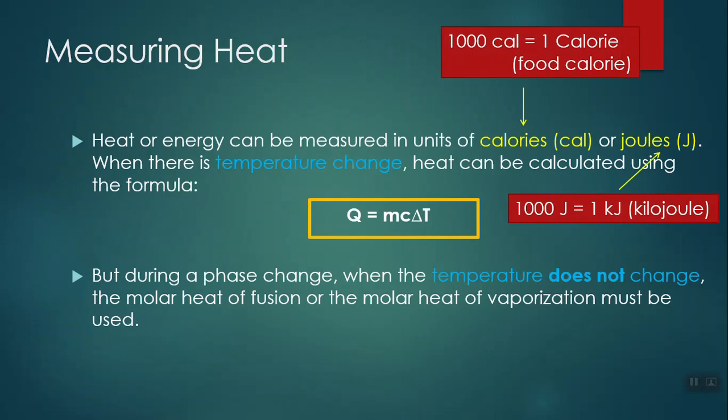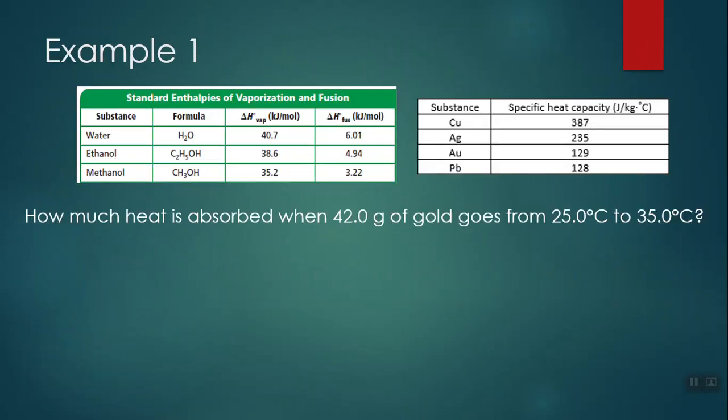When the temperature does not change, so we're talking about a phase change during the plateaus of our heating curve, we're going to use the values of molar heat of fusion or the molar heat of vaporization. So let's jump into our first example.